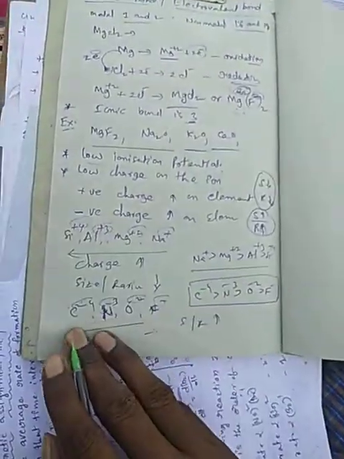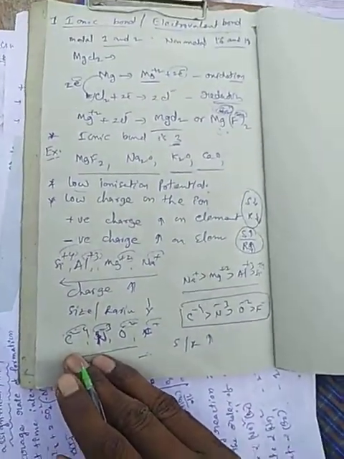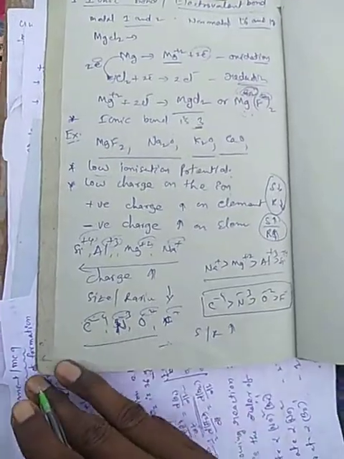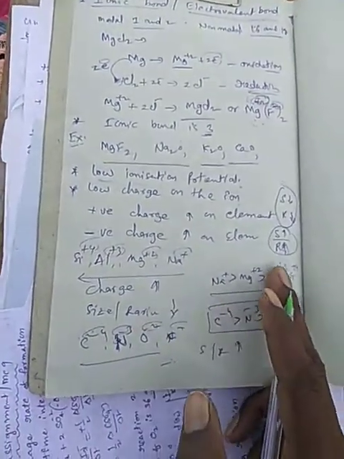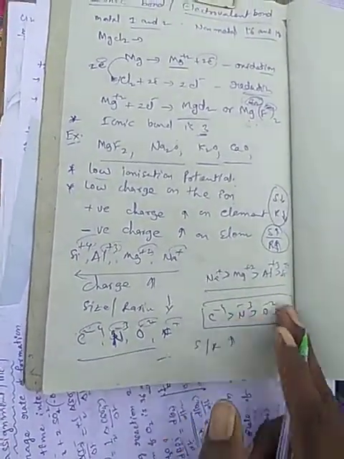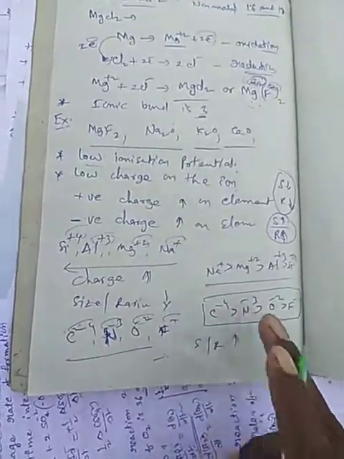It is very important. It has been asked many times in board exams, NEET and IIT. The increasing order of atomic radius and atomic size with respect to ions is a very important concept.